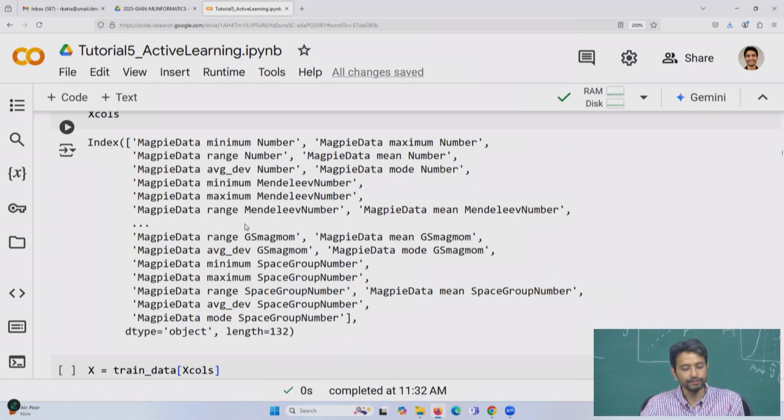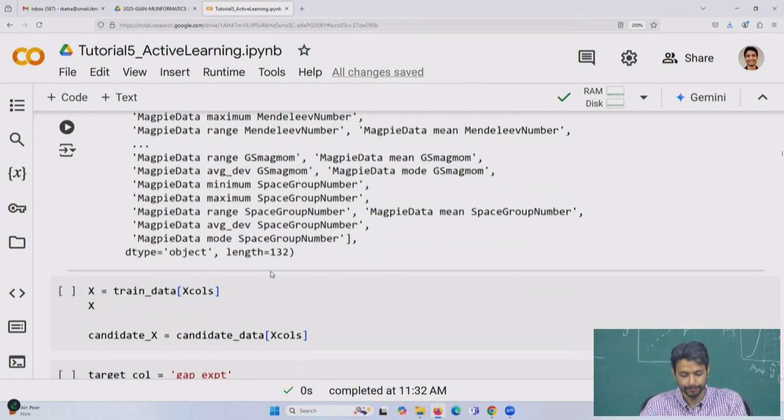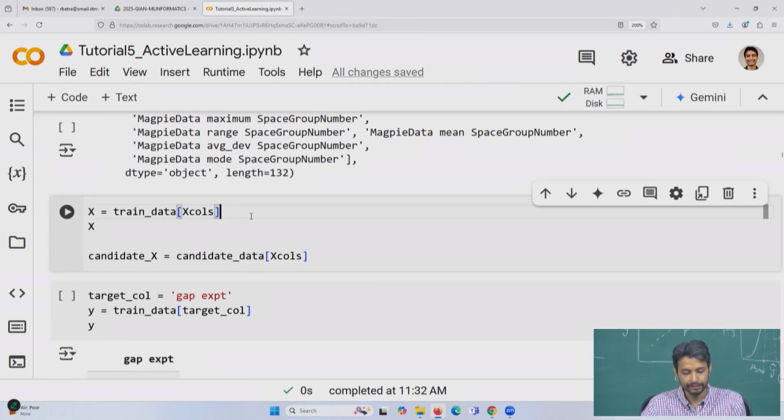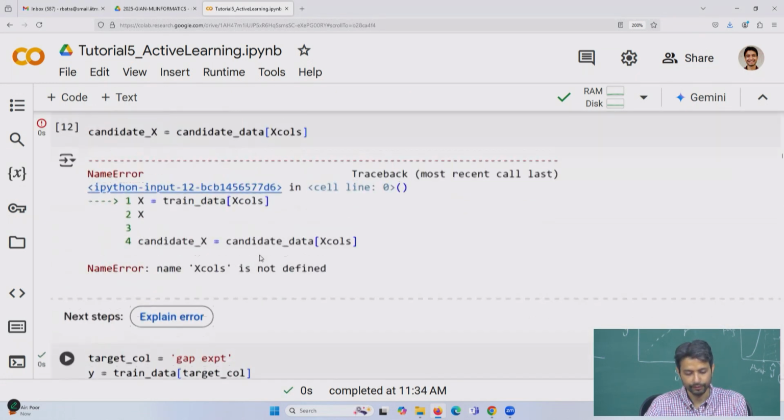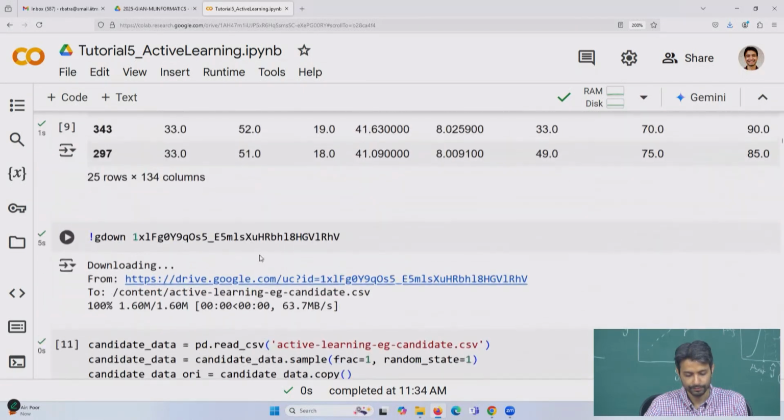What are the types of features we are using? What do you think? What are the types of features we are using? Elemental features, high-level features, which are basically some physical properties being used to learn some other physical property. And then I just went ahead and did my train-test split. I think I forgot to run the previous one.